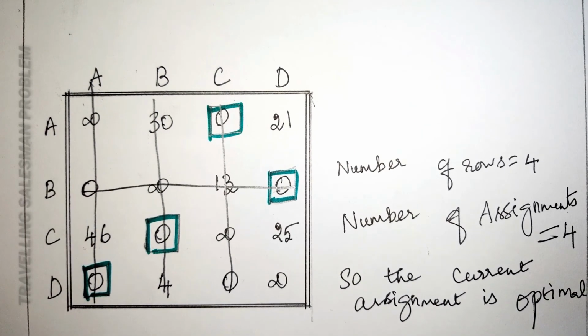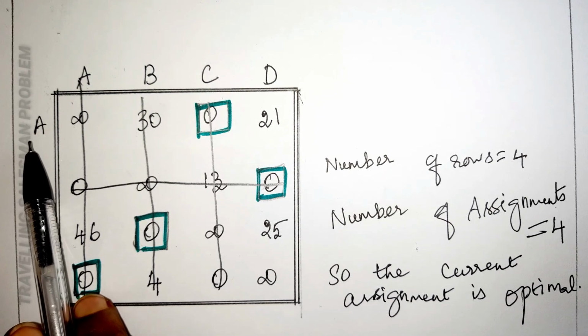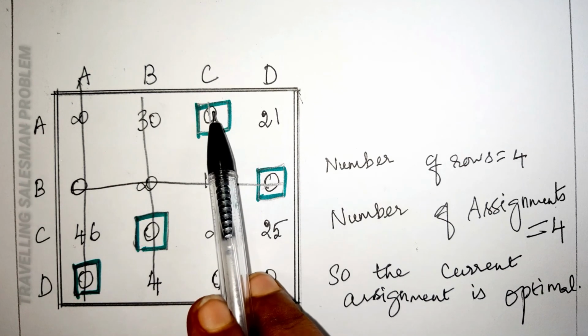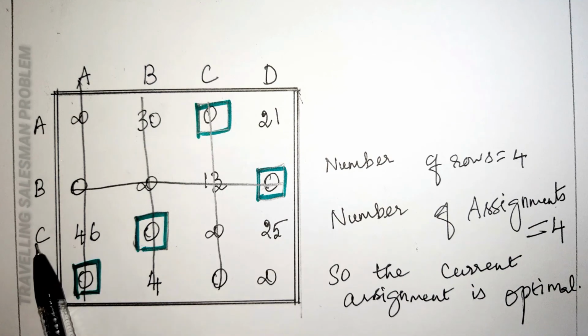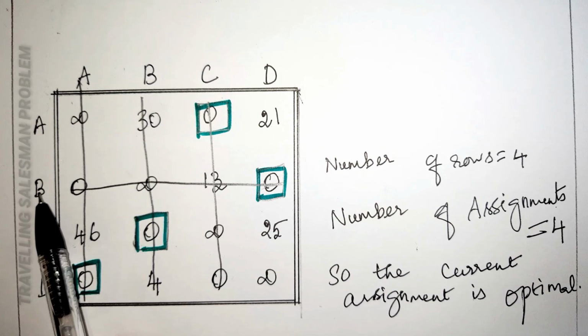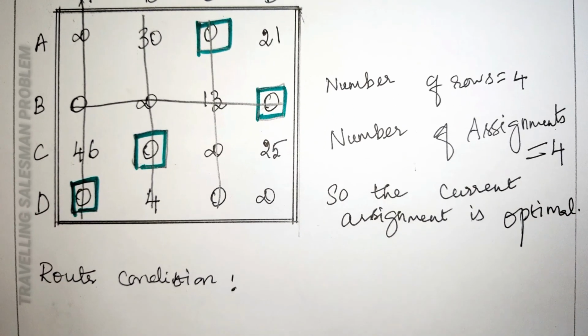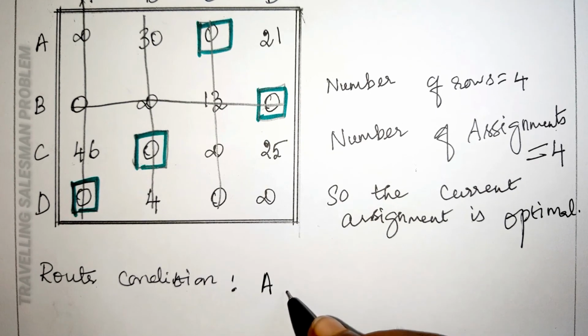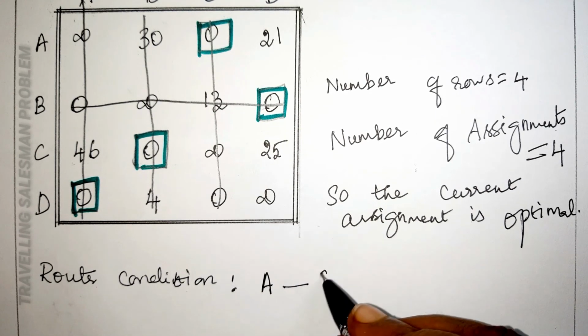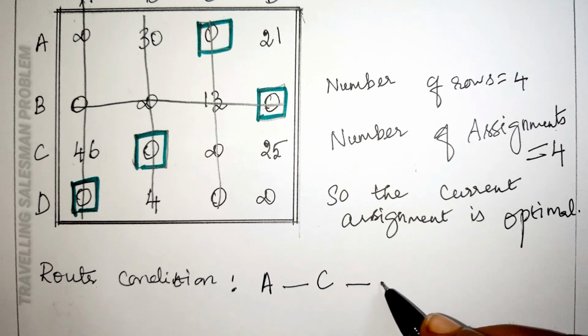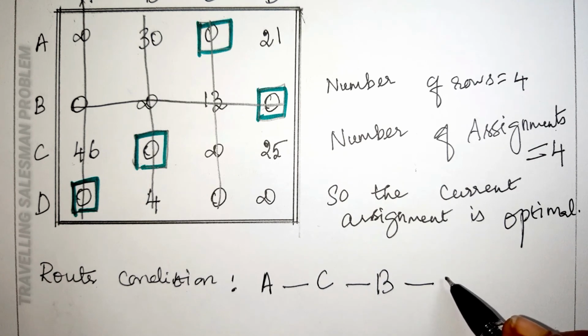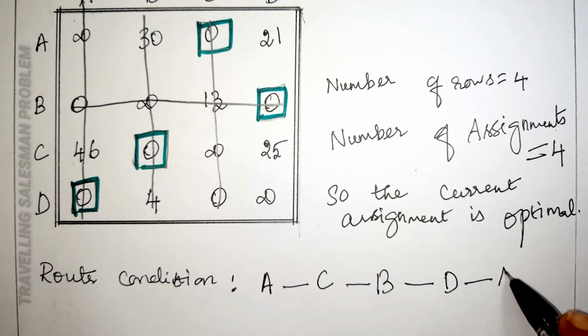In the traveling salesman problem, we have to check the route condition also. He starts from city A. From city A, he goes to C. Then after C, he goes to B. After B, he goes to D. Then after D, he goes to A. Let me write the route condition. He starts from the city A. He goes to C. From C, he goes to B. From B, he goes to D, then from D he goes to A.